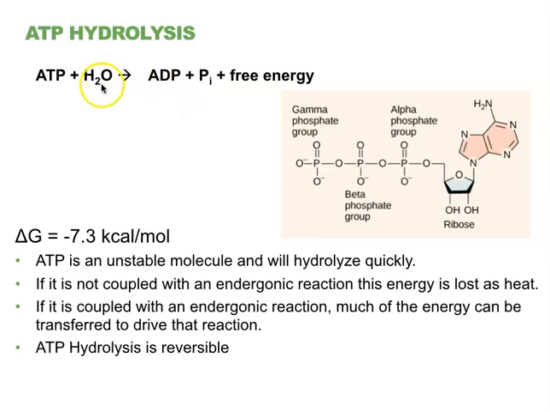The interesting thing about this, of course, is here's the number you do have to pay attention to. Notice that ATP is an unstable molecule, and it will hydrolyze quickly. And notice it has a negative value here, which means it generally tends to go towards entropy. If it's not coupled to an endergonic reaction, the energy is lost as heat.